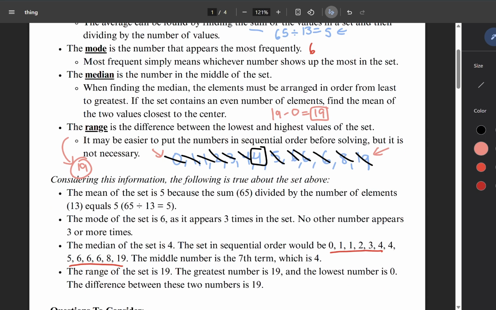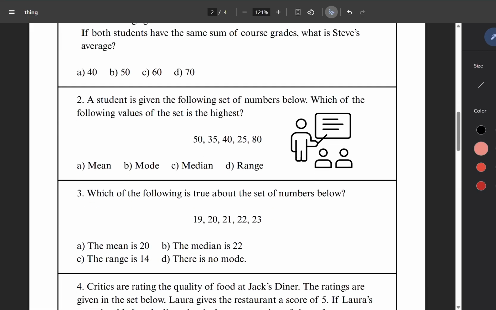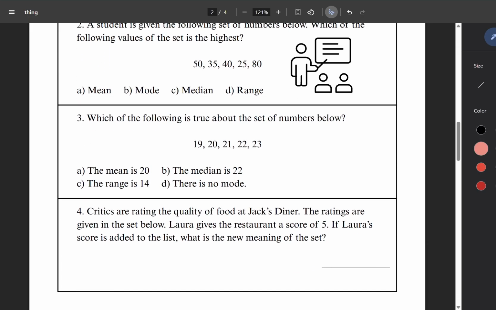Alright, cool. Now that we understand the basic values, we can do some practice problems. So first, why don't we start off with number 3. Which of the following is true about the set of numbers below? In order to solve this multiple choice problem, it seems like we have to find the mean, median, range, and mode. So what I'm going to do is first find the mean.